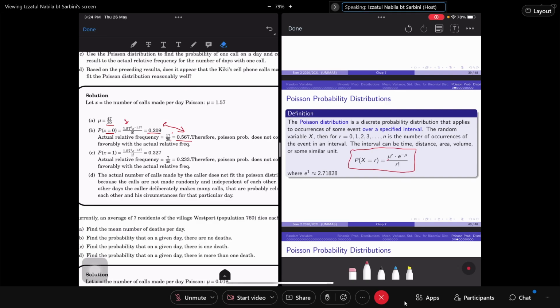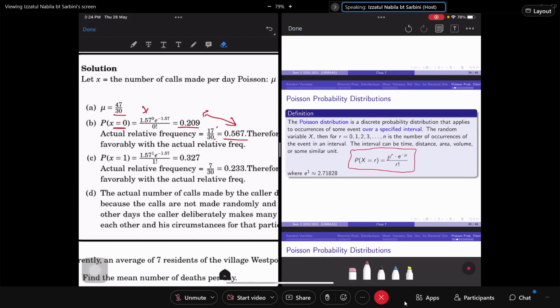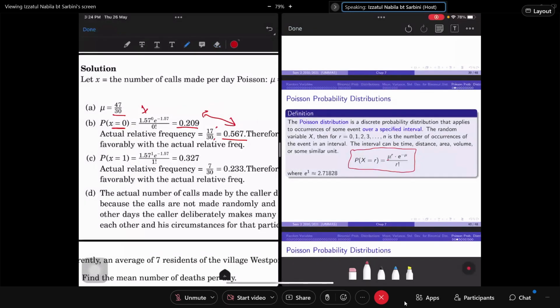Okay. So C, use the Poisson distribution to find the probability of 1 call a day. So 1 call a day. So now our r is equal to 1. Probability of 1, so substitute r equals 1. Okay, you calculate. This is using Poisson.